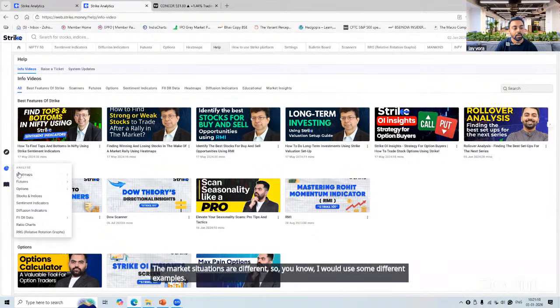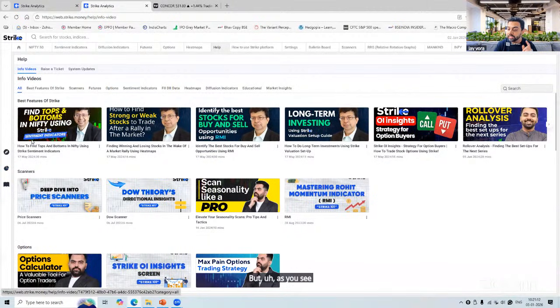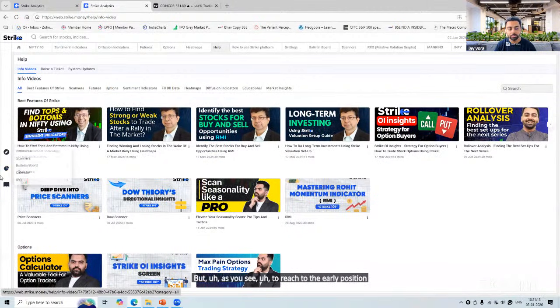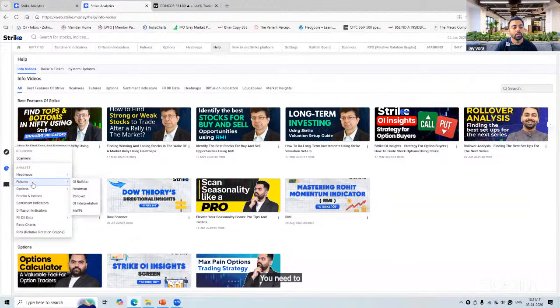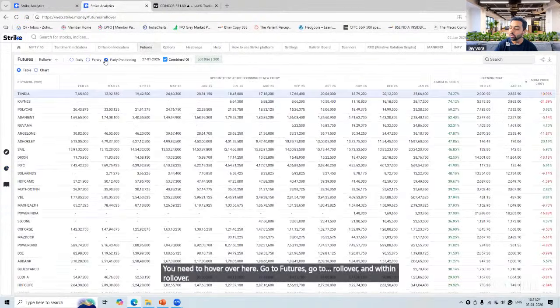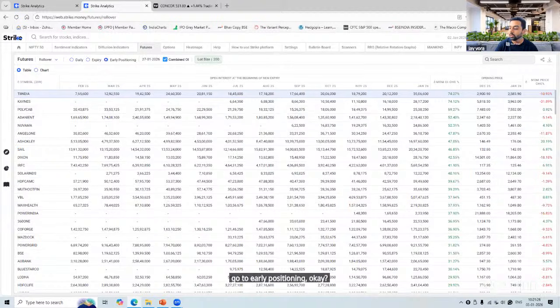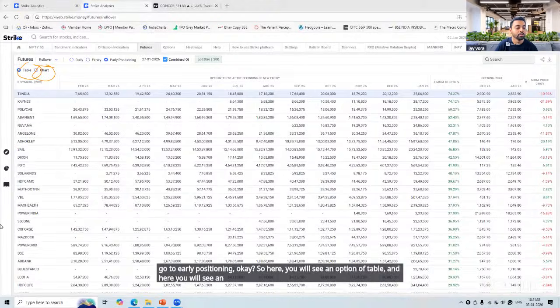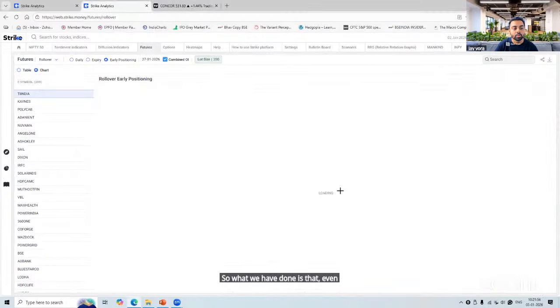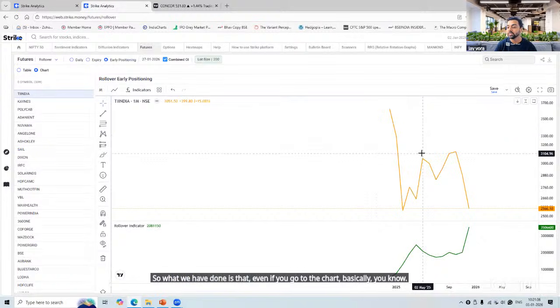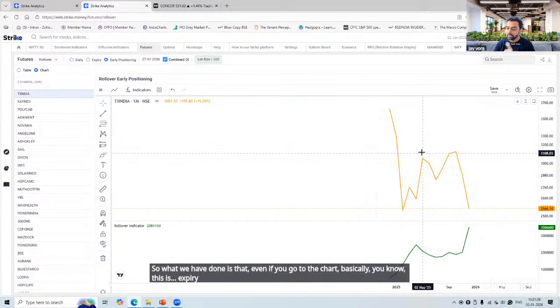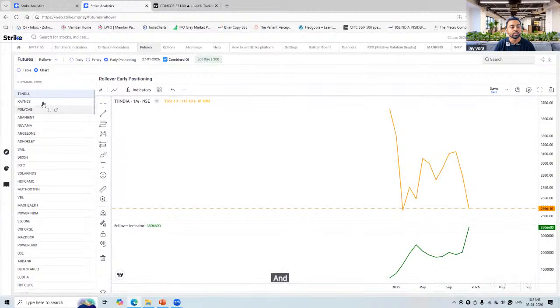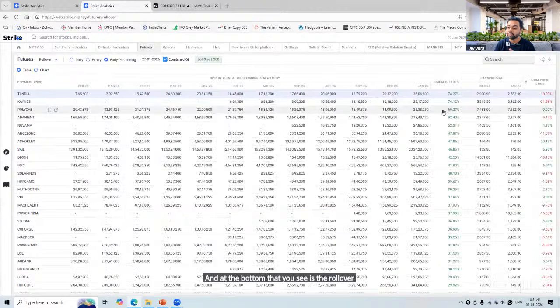But as you see, to reach the early positioning page, you need to hover over here, go to futures, go to rollover, and within rollover, go to early positioning. Here you will see an option of table, and here you will see an option of chart. Even if you go to the chart, basically, this is an expiry to expiry chart. And at the bottom that you see is the rollover at the start of every month.